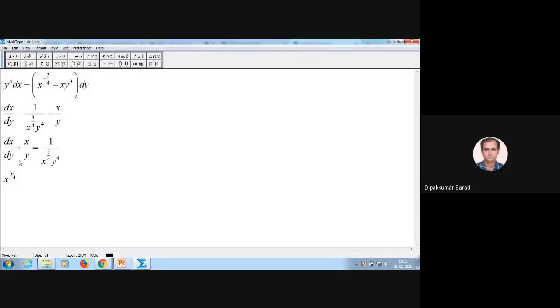we get x raised to 3 by 4 into dx by dy, plus now x raised to 3 by 4 into x, so x raised to 7 by 4, and on y, so 1 by y is equal to 1 upon y raised to 4.